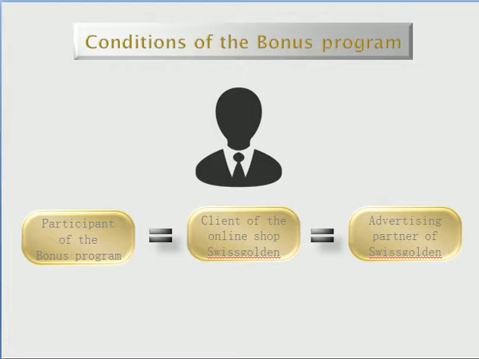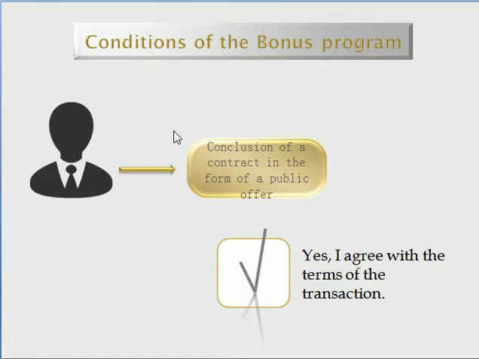So to participate in the Swissgolden Bonus Program, you need to be a client of the online shop. That means you should also register and buy some gold bars from them. Then you advertise. As an advertisement partner, you need to advertise the products and services Swissgolden have to offer so that other people can also buy gold from the company. So in conclusion, you need to conclude. That means you need to register, buy some gold, and you select the order you want to make.